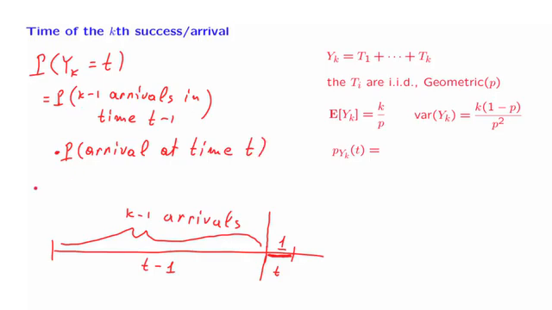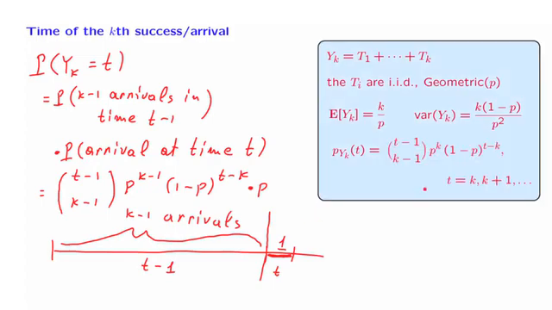Now, the first probability is given by the binomial formula. In t minus 1 time slots, we want to have k minus 1 arrivals, and the binomial formula gives us p to this power times 1 minus p to the power that's the difference of these two numbers, which is t minus k, and then finally we multiply with the probability of an arrival at time t, which is equal to p. This p will cancel the exponent of minus 1 up here and leads us to this formula for the probability that the kth arrival happens at time t.